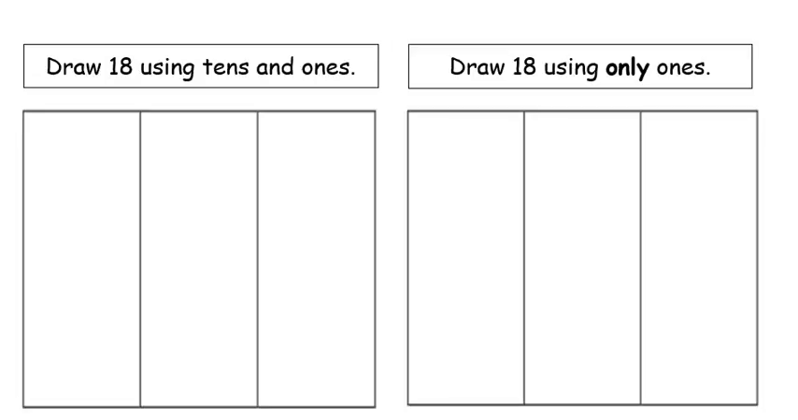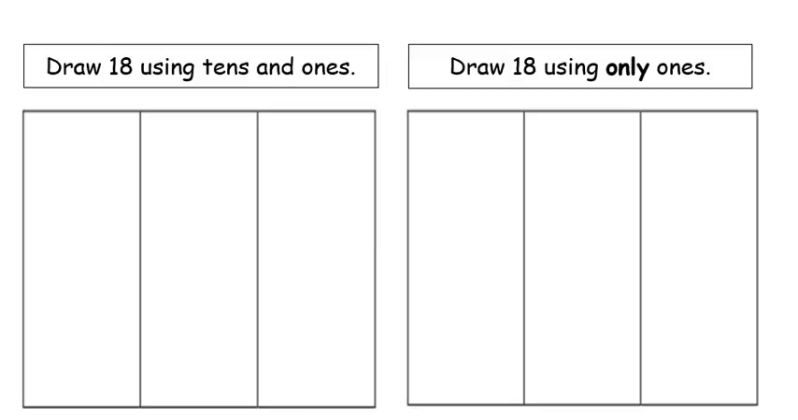This tutorial is for 2nd grade, Module 3, Lesson 14. In this lesson, we're going to use place value discs to show different representations of a number. For example, in the first problem, I'm going to draw 18 using tens and ones on my place value chart.